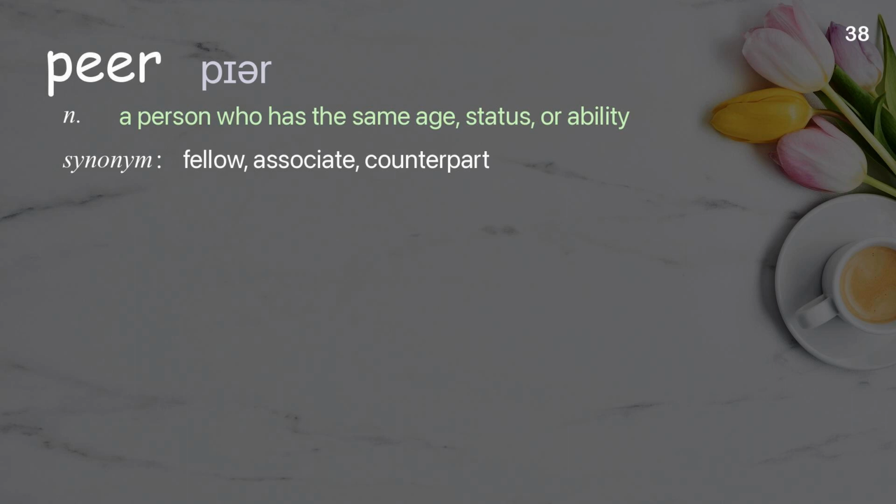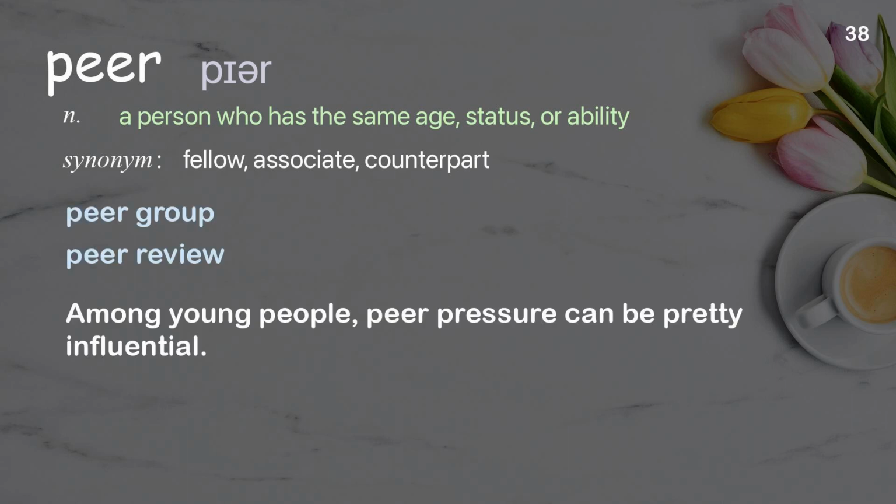Peer: A person who has the same age, status, or ability. Examples: Peer group. Peer review. Among young people, peer pressure can be pretty influential.